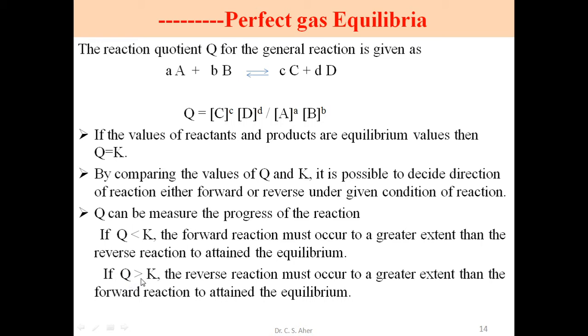Another way, when Q is greater than K, the product concentration is more and the reactant concentration is less than the equilibrium concentration. So at that time the reaction must go in the reverse direction. The product is converted into reactant, and at that time it attains equilibrium. So, as mentioned here, the reverse reaction must occur to a greater extent than the forward reaction to attain equilibrium.